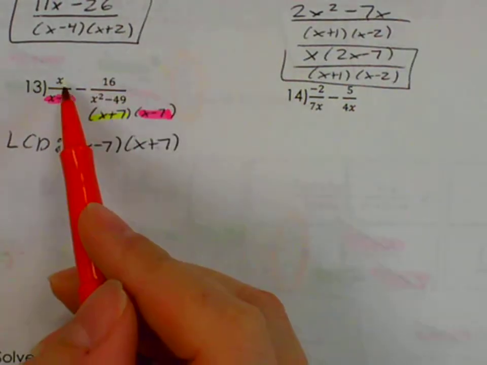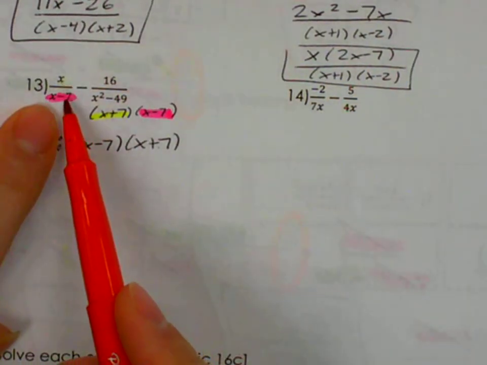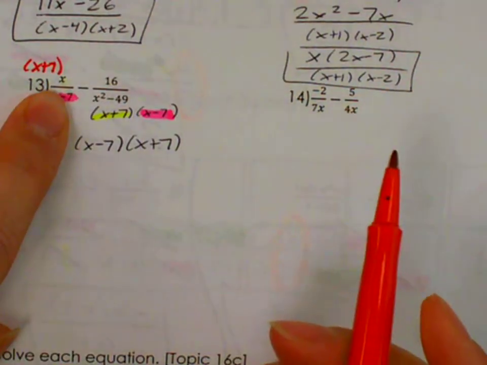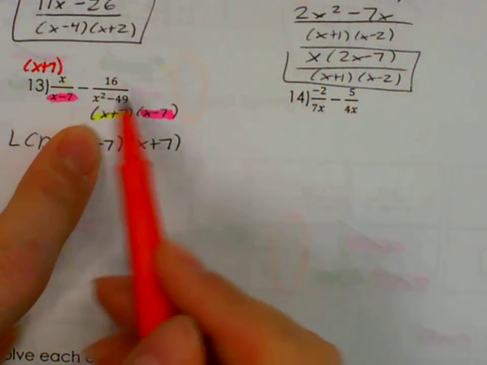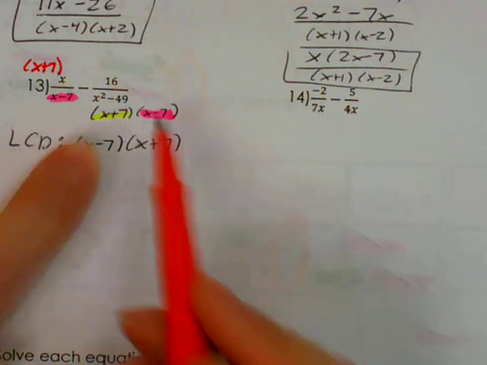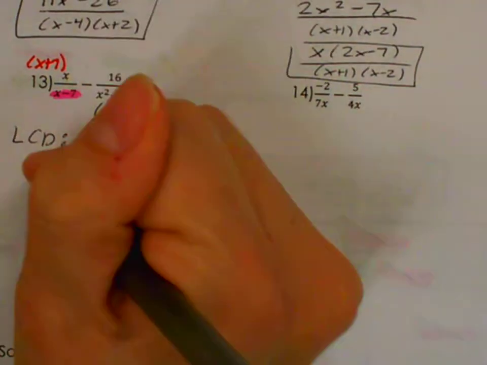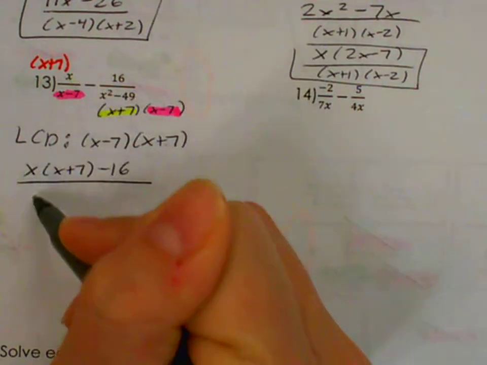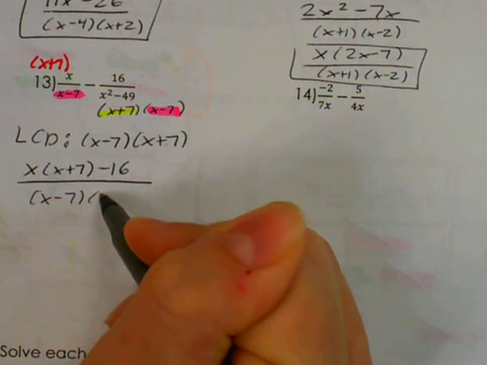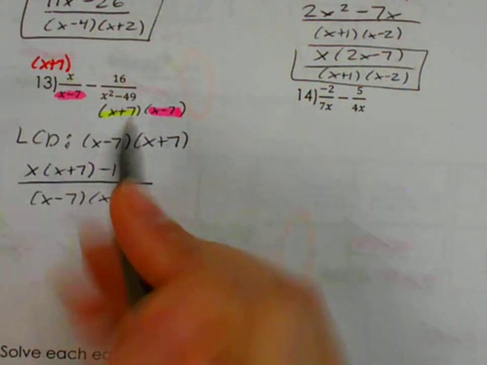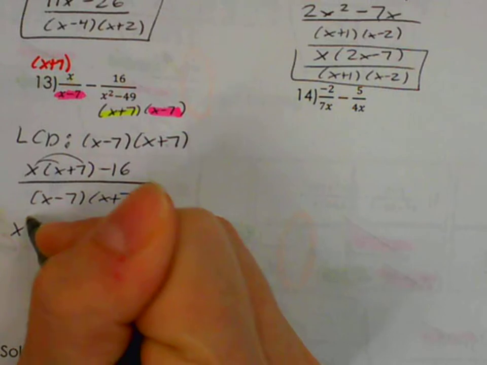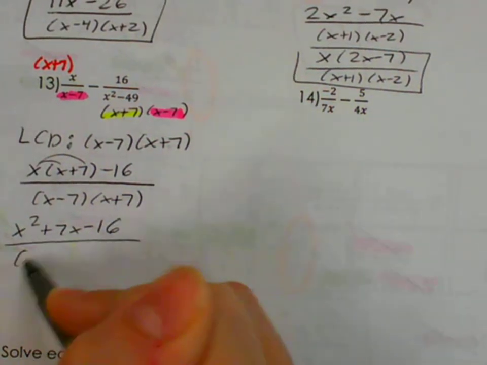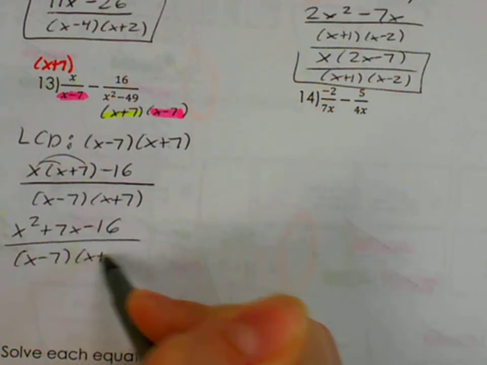If I look at this first fraction, at what I'm missing, I have the x minus 7. I'm missing the x plus 7. So that's what I'm going to multiply by here. And this one I'm not missing anything. This is the least common denominator. There's nothing I'm missing. So now I have x times x plus 7 minus 16 over my least common denominator of x minus 7, x plus 7. I'm going to distribute this: x squared plus 7x minus 16 over x minus 7, x plus 7.